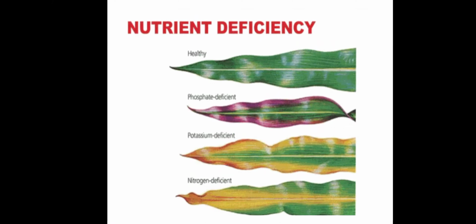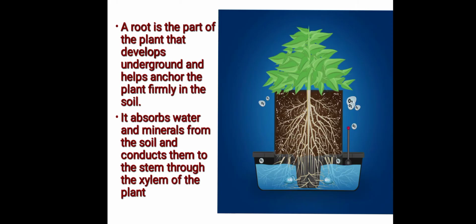And nutrient deficiency in leaves. Today we'll be learning about root hairs and the movement of water. A root is a part of a plant that develops underground and helps anchor the plant firmly in the soil. It absorbs water and minerals from the soil and conducts them to the stem through the xylem of the plant.